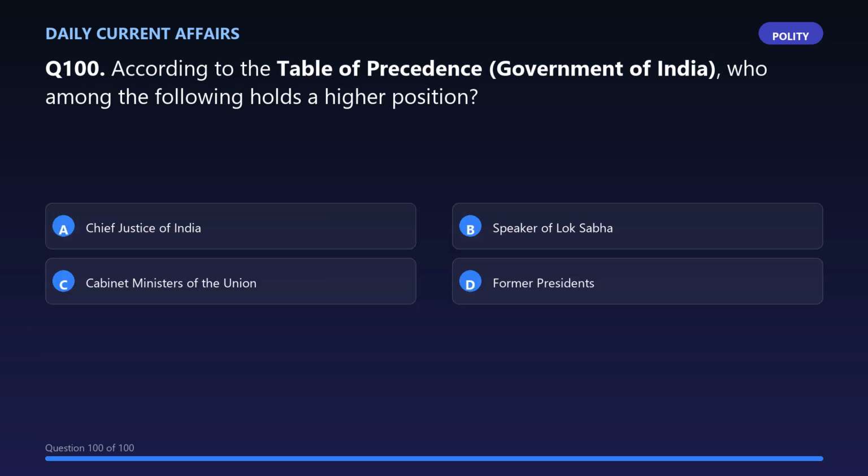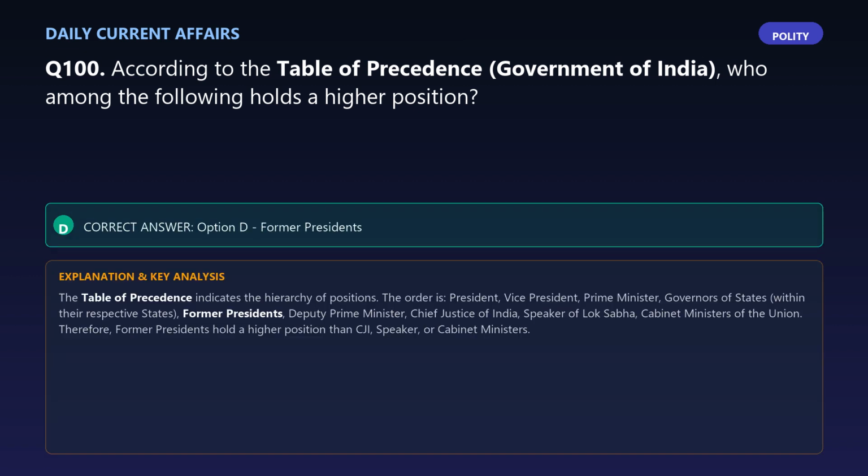Question 100. According to the table of precedence, Government of India, who among the following holds a higher position? The correct answer is option D, former presidents. Explanation: The table of precedence indicates the hierarchy of positions. The order is President, Vice President, Prime Minister, Governors of States within their respective states, former presidents, Deputy Prime Minister, Chief Justice of India, Speaker of Lok Sabha, Cabinet Ministers of the Union. Therefore, former presidents hold a higher position than CJI, Speaker, or Cabinet Ministers.